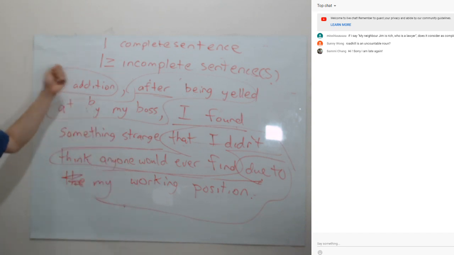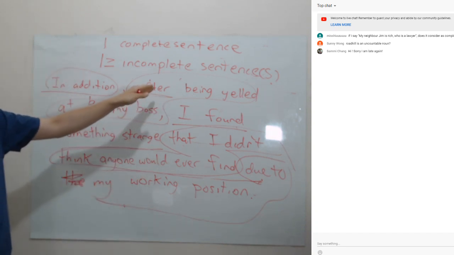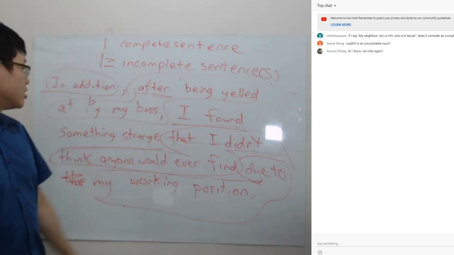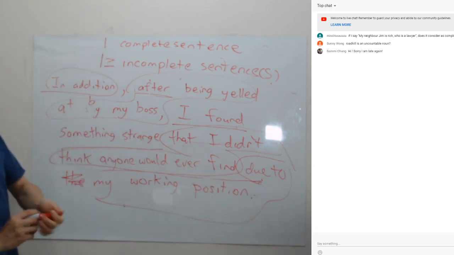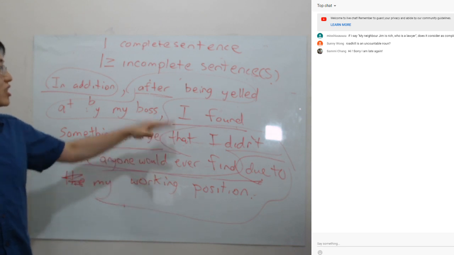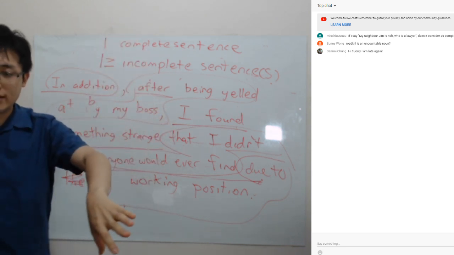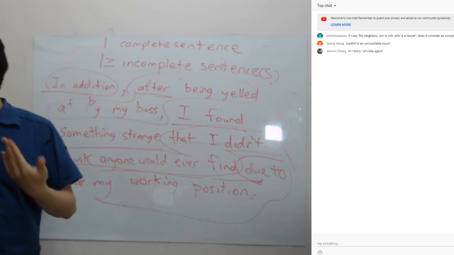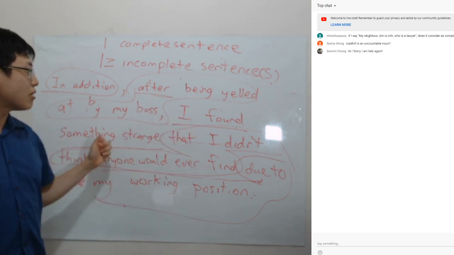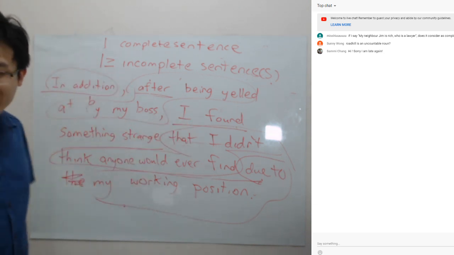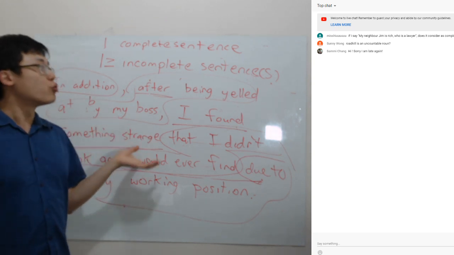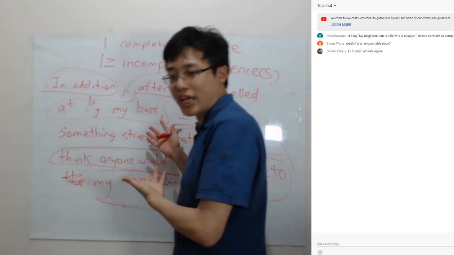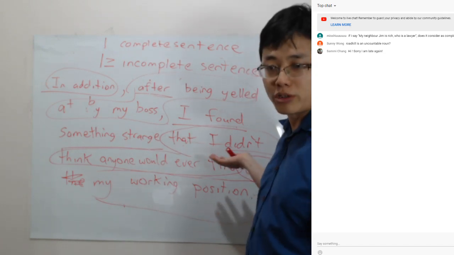So once again, you have a linker, incomplete. After being yelled at, you have a subordinate clause, incomplete. Relative pronoun that, incomplete. Due to, you have a subordinate clause, incomplete. So once again, you have all these different ways of making the sentence complex. The only sentence here that is standing or could stand by itself is, I found something strange. Everything else is incomplete. And if you write like this, you will score maximum marks on anything. Because this is the most complex the writing can become. It cannot become any more difficult.